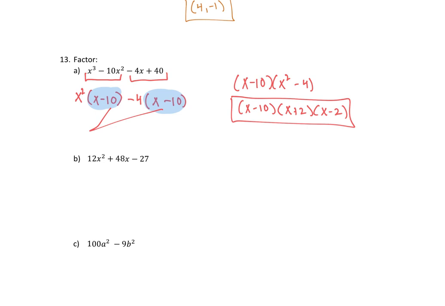Okay, on question B, I have 12x squared plus 48x minus 27. So I'm going to look for first a greatest common factor. In this case, my GCF will be 3. So that gives me 4x squared plus 16x minus 9. I'm just double checking that I factored each of those right. Okay, good. Then I'm going to take the 4 and multiply the 9.